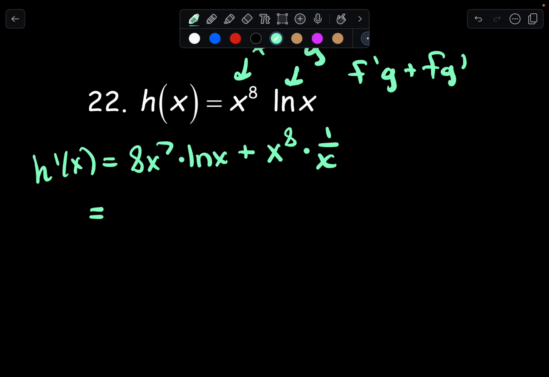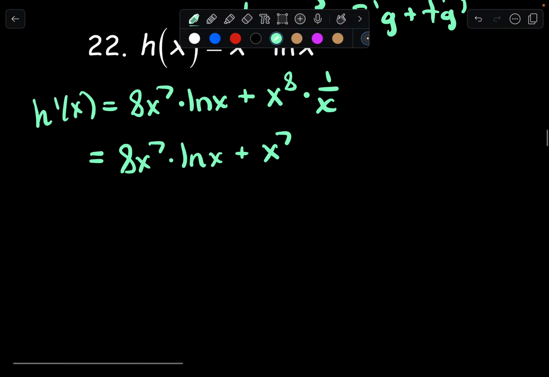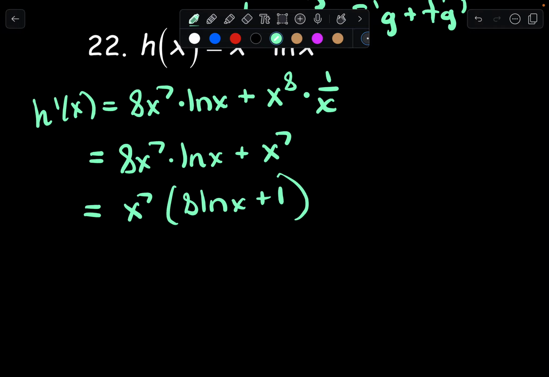Cleaning this up a little bit, again, just practicing algebraic manipulation, we have 8x to the 7th times natural log of x plus, this will be x to the power of 7. X to the 8th divided by x, your exponential properties, 8 minus 1, you get x to the power of 7. From here, both terms, you can factor out an x to the power of 7. So the first term is 8 natural log of x plus 1.